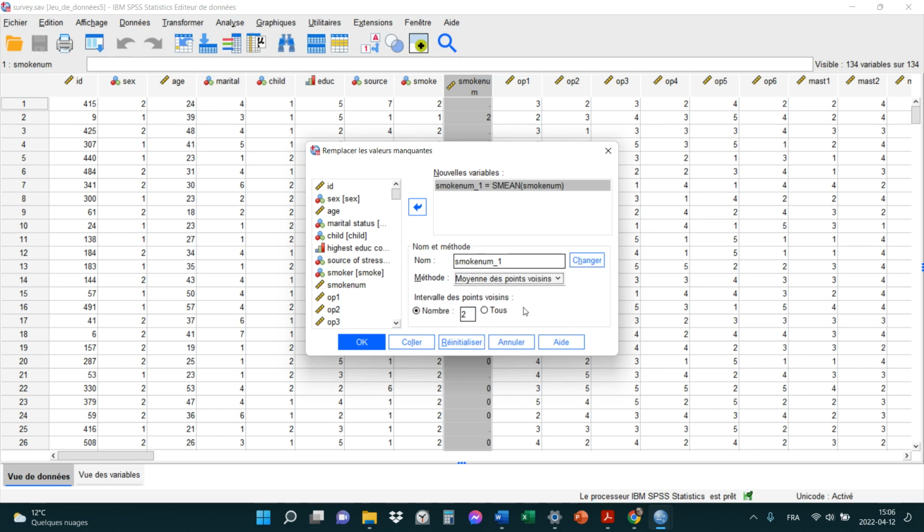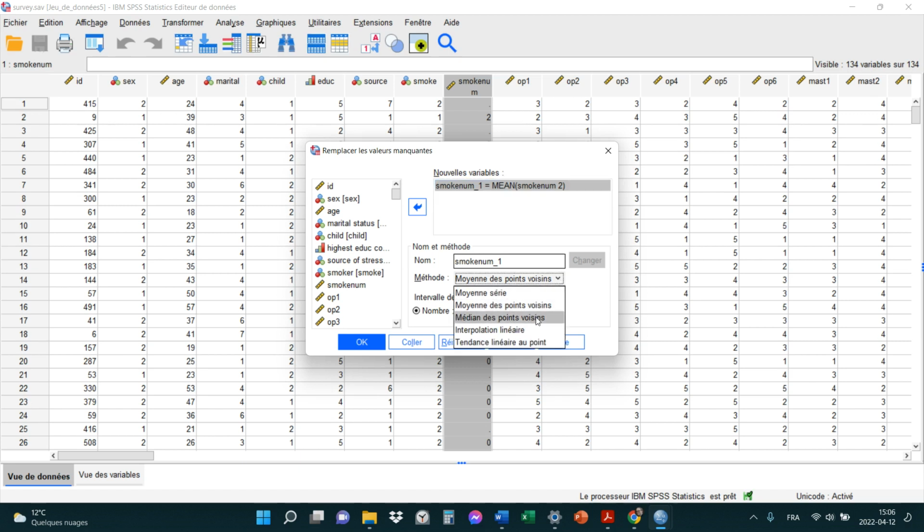utiliser ceci ici. OK? Où là, ça serait SmokeNum 1, ça serait égal à mean SmokeNum 2. OK? Ce qui veut dire que ce qu'il ferait, c'est qu'il prendrait la personne juste avant dans la base de données and the person right after in the database, so the two data next to it, before and after, and it would make a mean of those. Right? Instead of a mean of the whole data of smoking number.